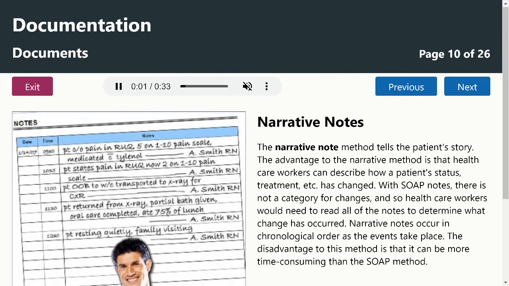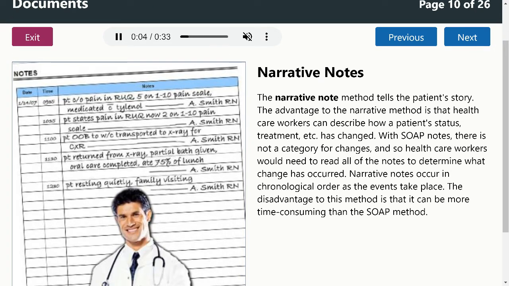Narrative. So narrative tells a patient's story. The advantage of the narrative method is that healthcare workers can describe how patient status, treatment, etc. has changed. With SOAP notes, there is not a category for changes, so healthcare workers will need to read all of the notes to determine what change has occurred. Narrative notes occur in chronological order as the events take place. The disadvantage of this method is that it can be more time consuming than the SOAP method.